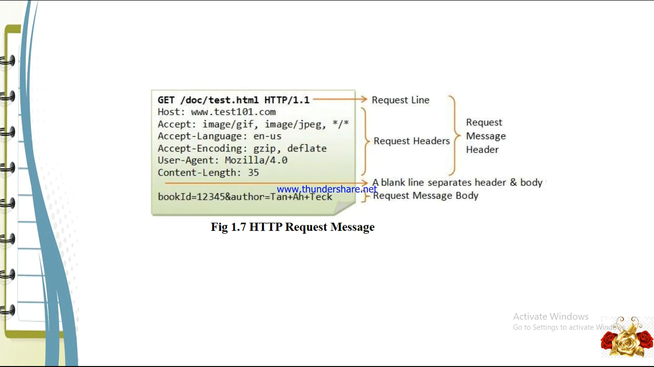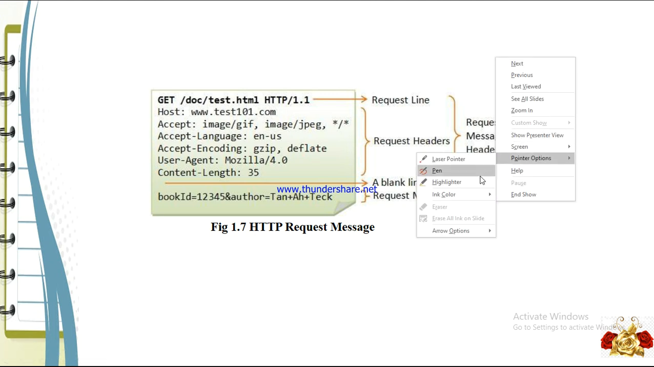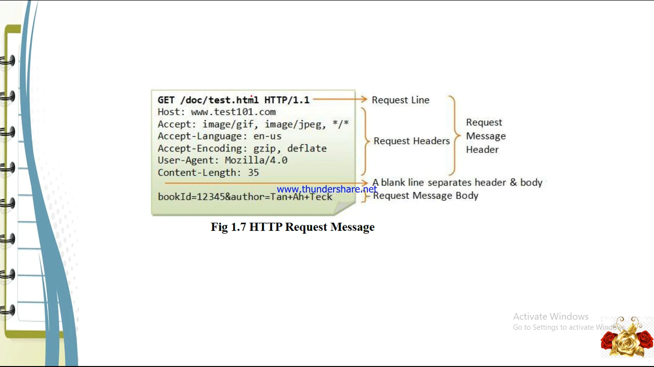Next, the diagram representation of the HTTP request message. We have already studied the HTTP request message. See, the first line is the request line. We specify the request line. We have already studied the function, that is the GET function. Next is the path to the document, the file name, test.html, and the version. That is the request line. These are the lines.